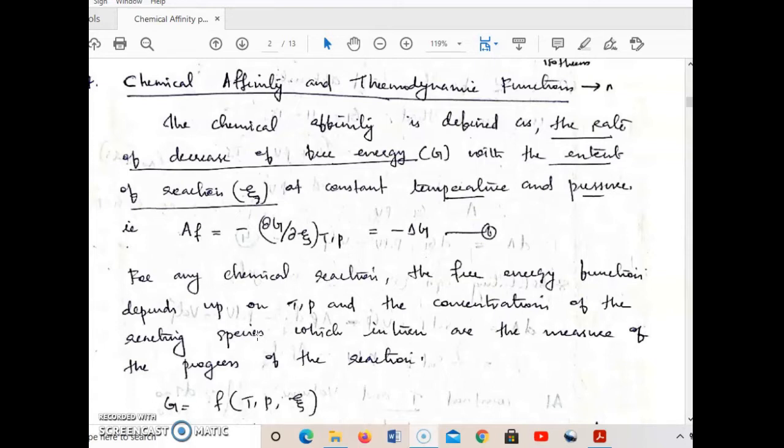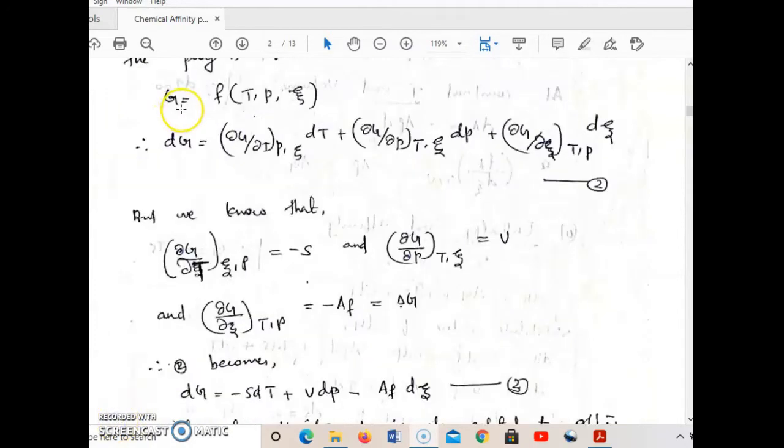So for a chemical reaction, the change in free energy would depend on temperature, pressure, and also on concentration of the reacting species. So we can write the free energy G for a chemical reaction as a function of temperature, pressure, and concentration of reacting species, or the extent of chemical reaction theta. So G can be expressed as a function of temperature, pressure, and theta. So we have obtained free energy G as a function of temperature, pressure, and theta.